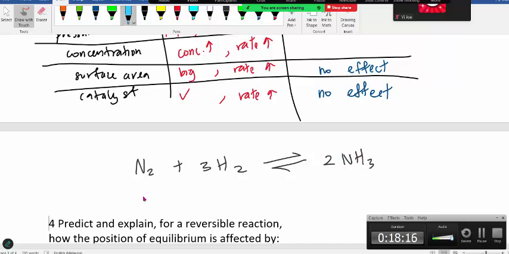All of these are gas. How many gas do you see here? This is the one I circle. How many moles of gas do you see here? One. How many do you see here? Three. So total here, how many? Four. Okay, how many do you see here?